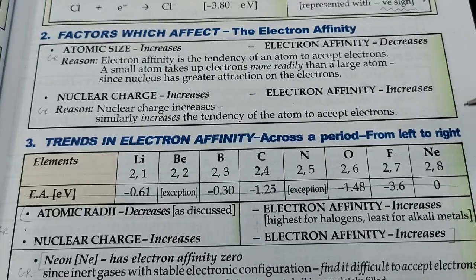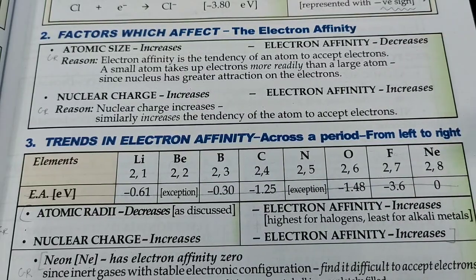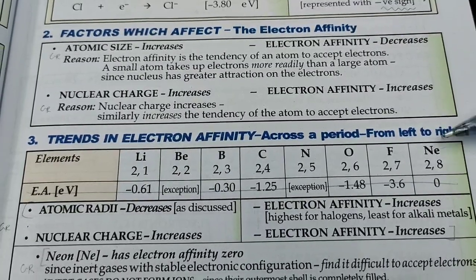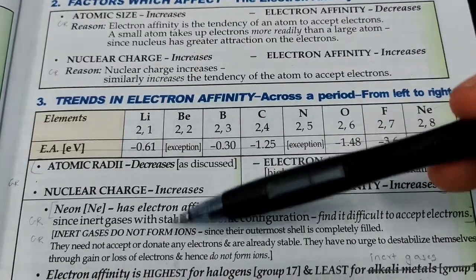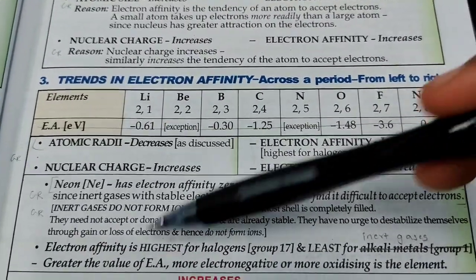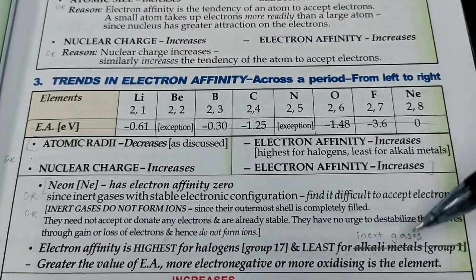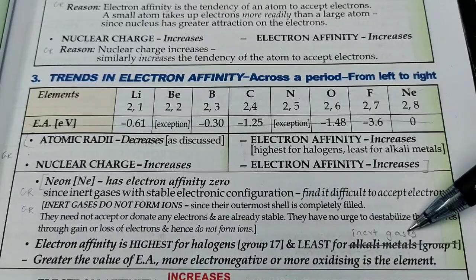It's for neon, because there is 0 electron affinity for neon. There is absolutely no way it will ever accept an electron. So mark that as a GR. And inert gas is also GR. Electron affinity is highest for halogens and least for, cancel alkali metals and write inert gases.